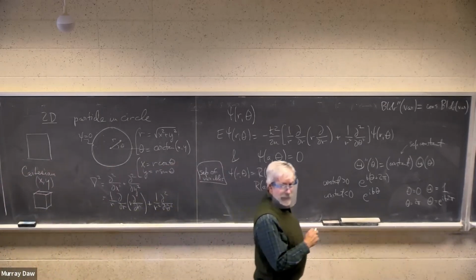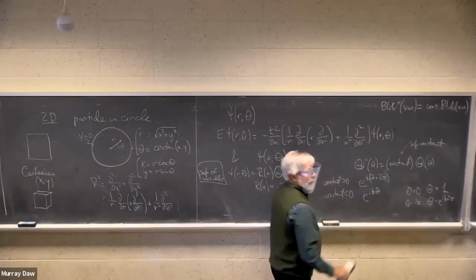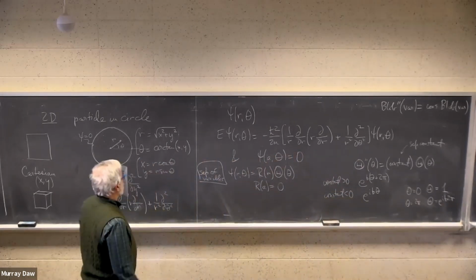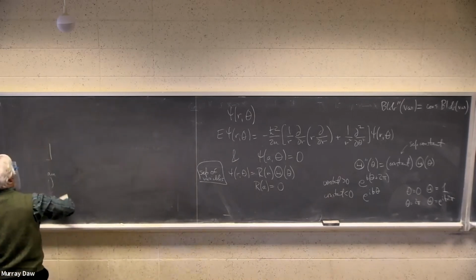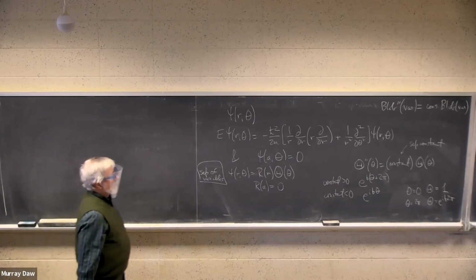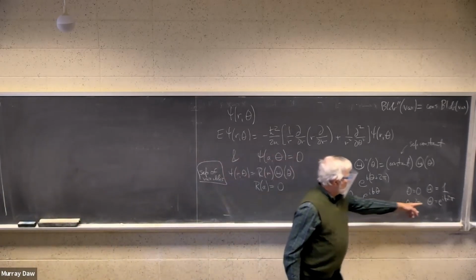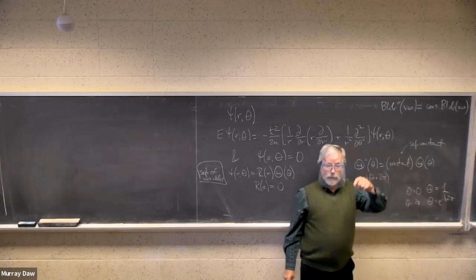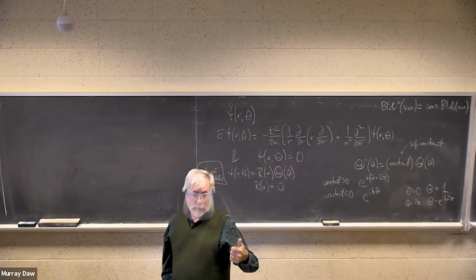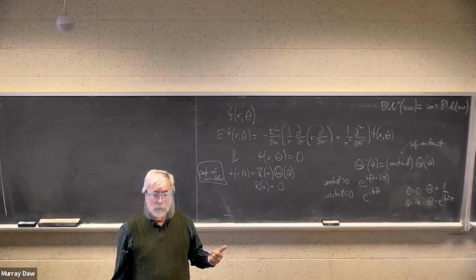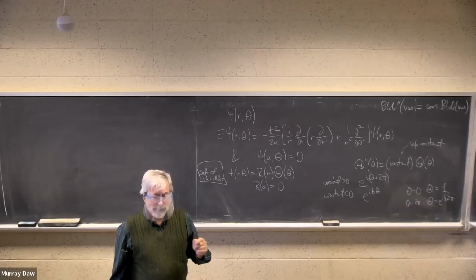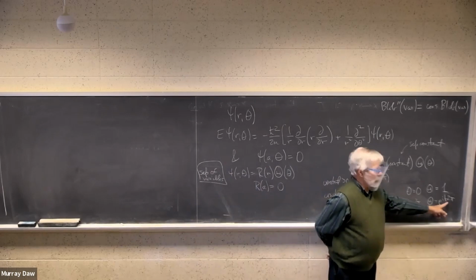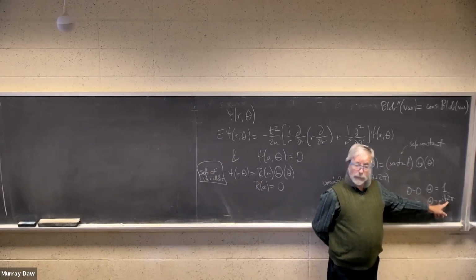Values for b would be... we want this to equal 1. Zero is one of the allowed solutions, but there are more. That's right. It has to be an integer multiple of 2 pi. So b has to be an integer.